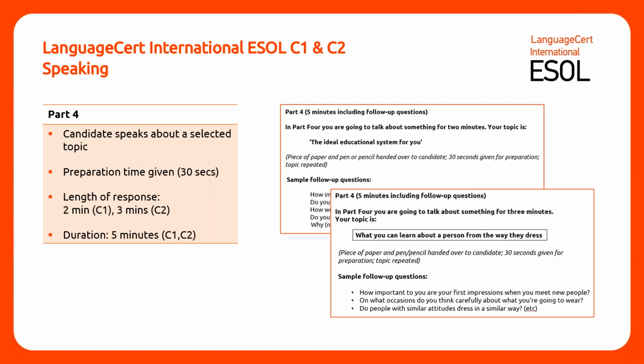Part 4 of the spoken exam aims at assessing the candidate's ability to speak in depth on a selected topic with minimum participation by the interlocutor. Candidates are given a topic and asked to prepare a response in half a minute. C1 level candidates talk about it for 2 minutes, and C2 level candidates talk about it for 3 minutes. A few related follow-up questions may conclude the exam. The duration of this 4th part is 5 minutes for both levels.